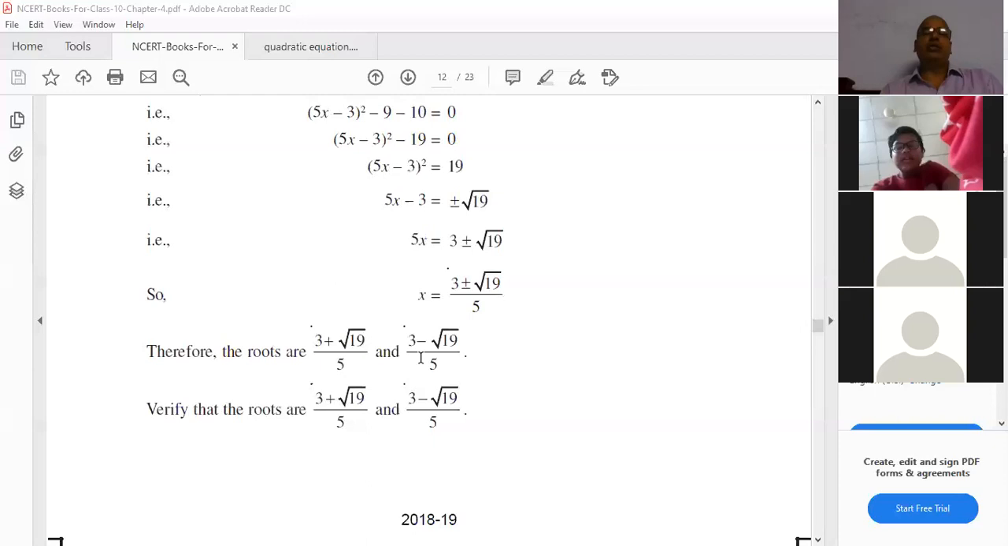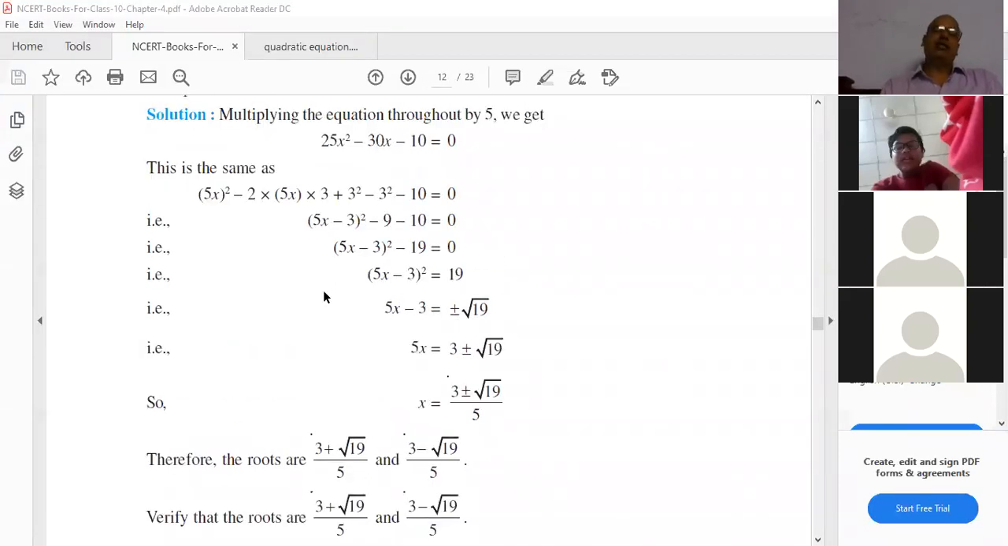These are the two solutions, two roots of the equation. This is simple, Amma. Since we are not getting fractions, you can understand it easily. Understand, Amma? Completing square method.